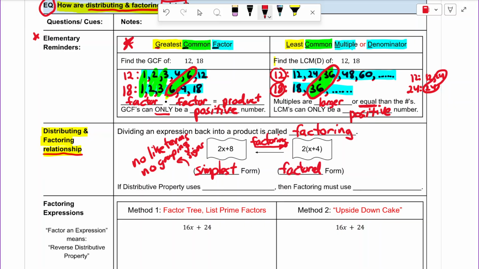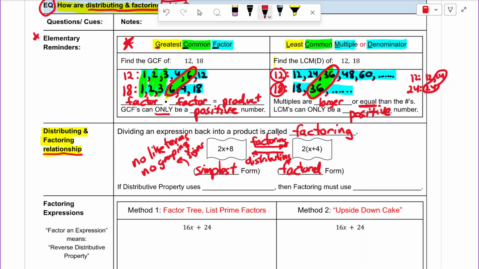To go back from the factored form back to simplest form, you learned this just a lesson ago. It's called distributing. Distributing. All right, so let's go on to this bottom part.